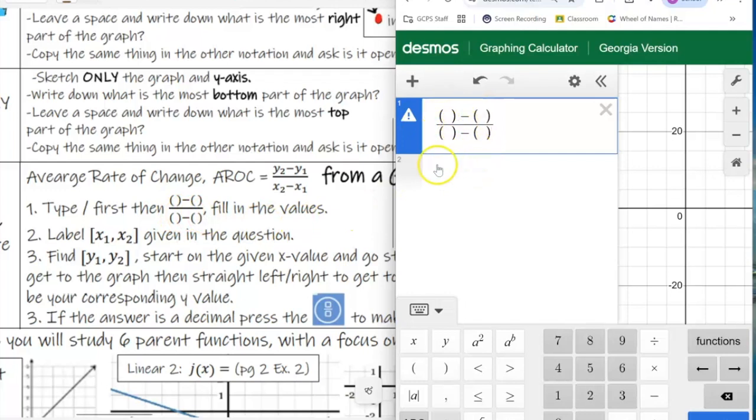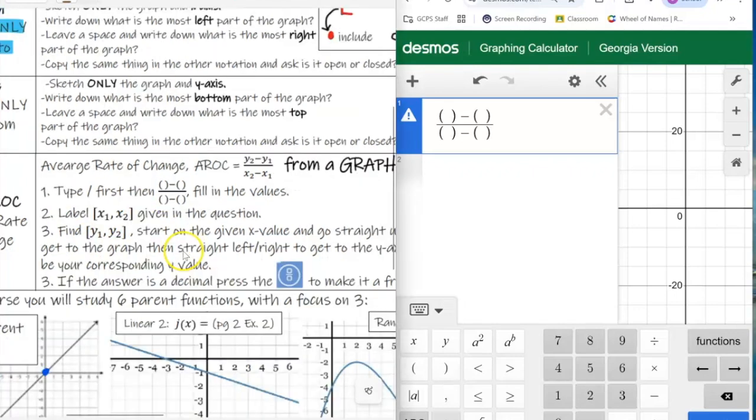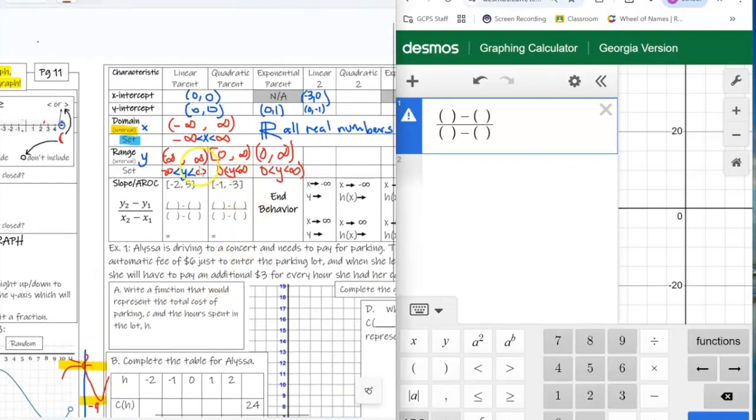Go ahead and type that in because, of course, I'm going to do a question. You're going to do a question. So here's our formula for easy reference. It says label x1, x2 given in the question. So we're going to come here. There's only 2 questions on AROC. So as I do this question, go ahead, hit pause. You're going to do this question.